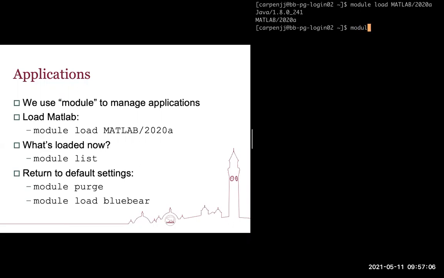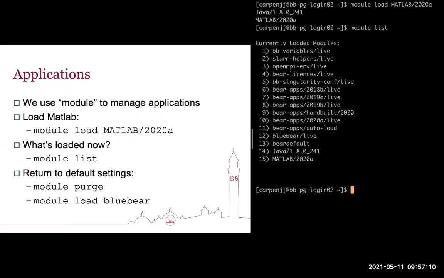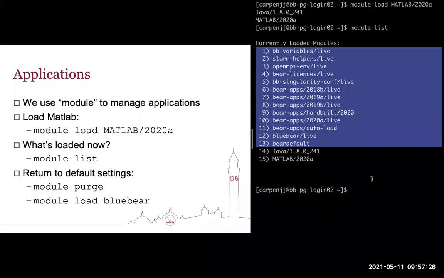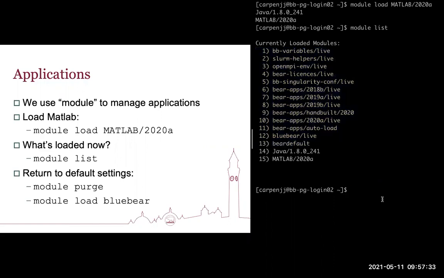If you want to see what modules you currently have loaded, the command is module list. So everything up to 13 is loaded by default, suggested by BlueBEAR default. That just pulls in all the various environment variables, the pointers for things like license servers, etc., that are required to run. If those modules aren't loaded, then you will not be able to load other modules, or you may run into strange difficulties.